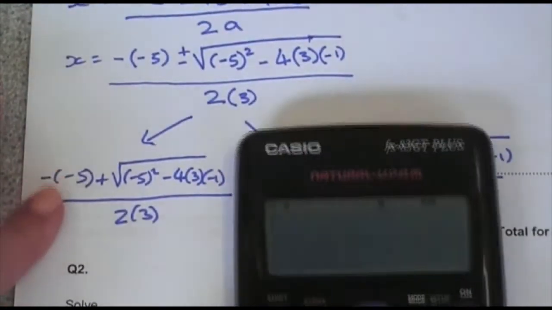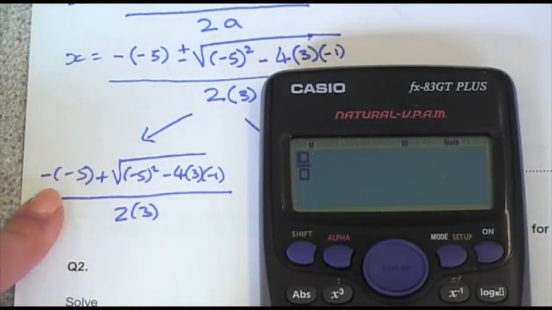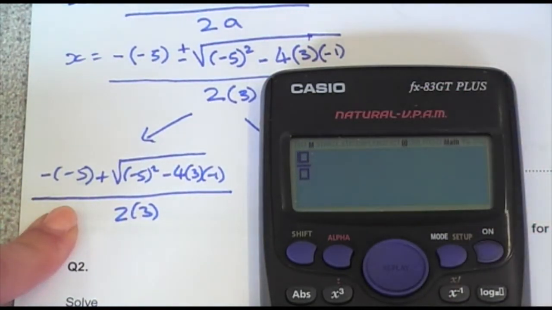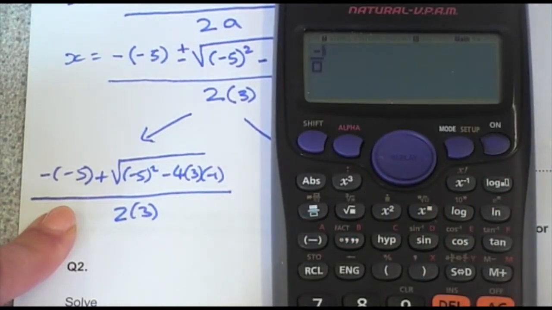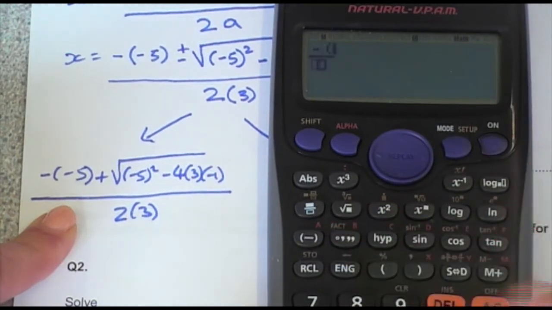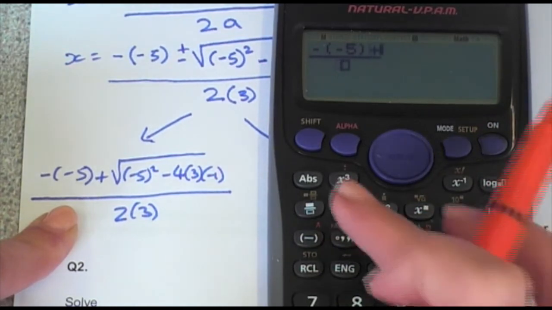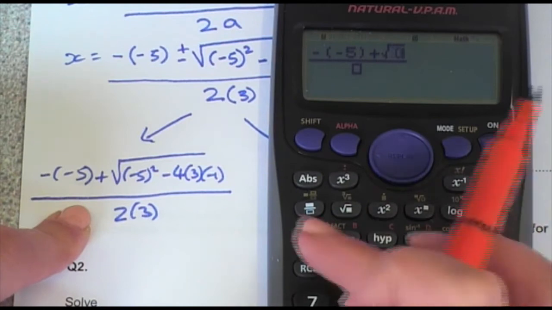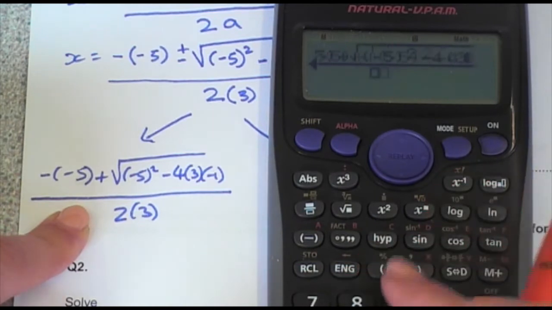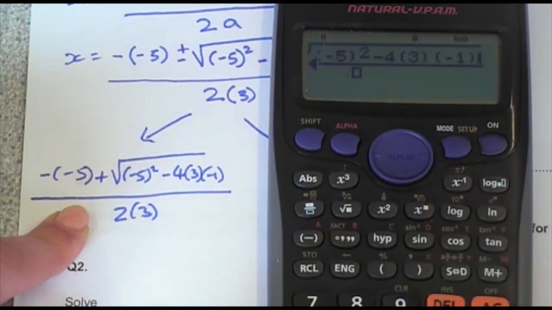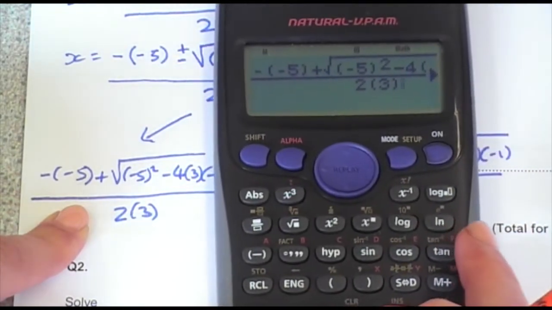So I'm going to perform those two calculations. I'll do the positive one first. So I'm going to enter, using a fraction, -5, and this is the button here for a negative number. I'm not going to press the take away sign. I'm using negative, open bracket, -5, close bracket, plus the square root of, open bracket, -5, close bracket, squared, minus 4, 3 in brackets, minus 1 in brackets, divided by 2, open bracket, 3, close bracket. So all my substitutions there have gone in brackets.